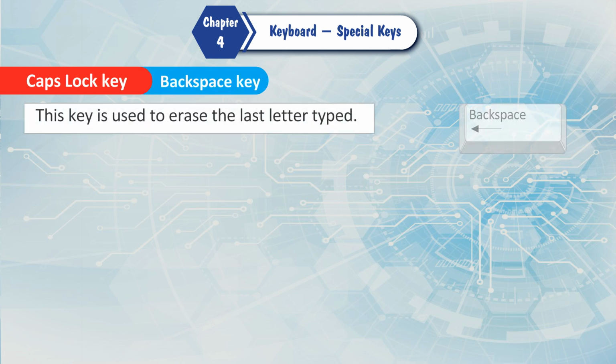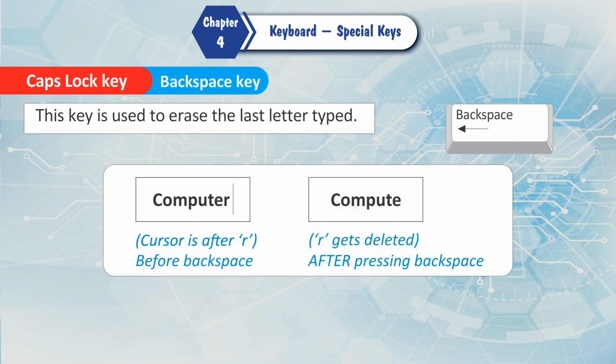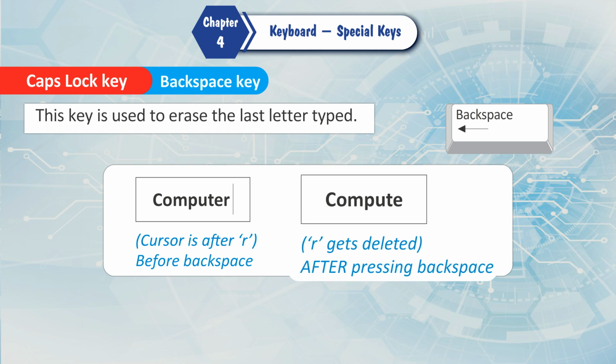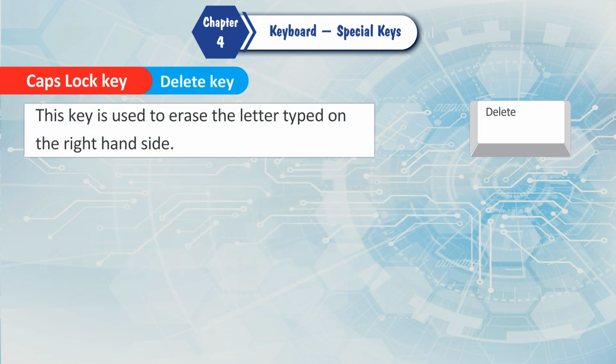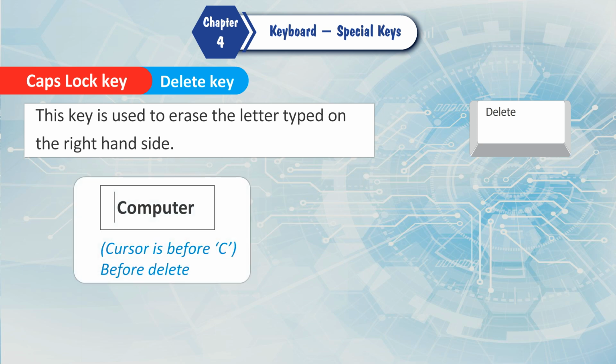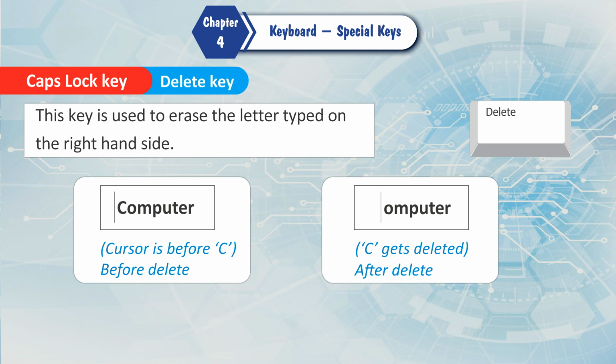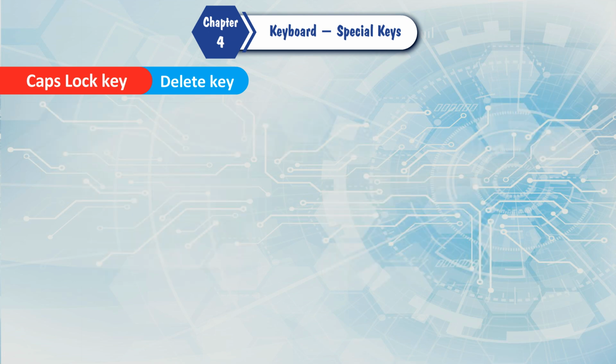Backspace key. This key is used to erase the last letter typed. Computer. Cursor is after R, before backspace. R gets deleted after pressing backspace. Delete key. This key is used to erase the letter typed on the right hand side. Computer. Cursor is before C, before delete. C gets deleted after delete.